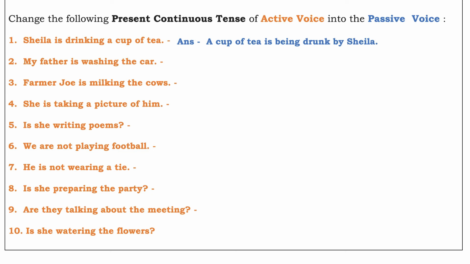Now look at number 5. Is she writing poems? Where's the subject? Subject she, verb writing, object poems. Poems here is in the plural form. So are we going to use is, am or are? We will use are. Poems are. But this is in the interrogative form, so the auxiliary verb are will come in front. And you'll have your answer: Are poems being written by her?